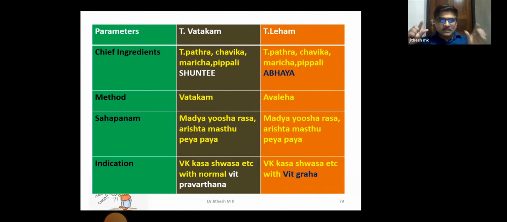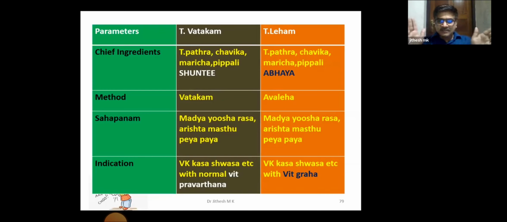Typically, Vata Kaphaja Kasa Shwasa with normal Vit Pravartana. If the bowel movements are normal, you can opt for this Talisapatradi Vataka. At the same time, if the same kind of symptoms are there along with Graha as a symptom, if the patient exhibits constipation as a symptom, the best option will be Talisapatradi Lehya. So always think Talisapatradi Vataka is not a universal medicine in Kasa and Shwasa. It has specific indications.